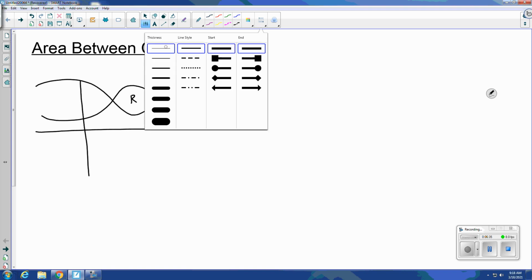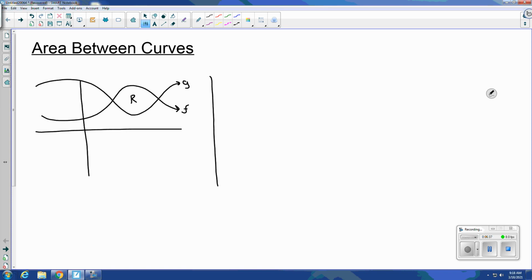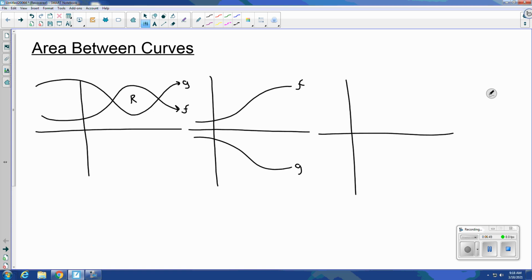Scenario 2. Let's say that one function is above and one function is below. And then scenario 3, let's say they're both below.